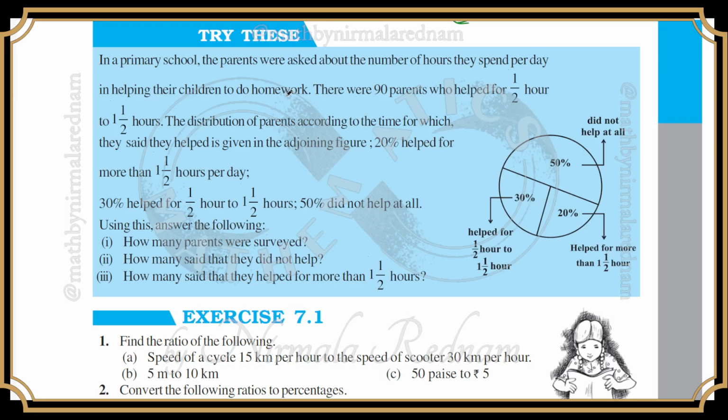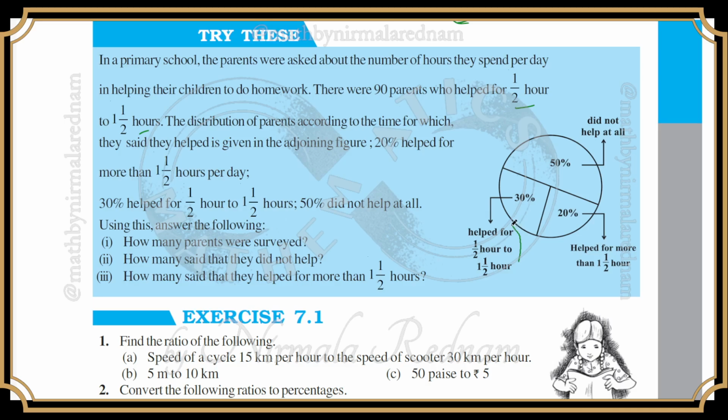Next question. In a primary school, the parents were asked about the number of hours they spent per day in helping their children to do homework. There were 90 parents who helped for half an hour to 1.5 hours. The distribution of parents according to the time for which they said they helped is given in the adjoining figure. 20% helped for more than 1.5 hours per day, 30% helped for half an hour to 1.5 hours, and 50% did not help at all. Now here, if you must have noticed, this 50, 30, 20 is going to make up 100%. But there is one particular category, half hour to 1.5 hours, which is this category.